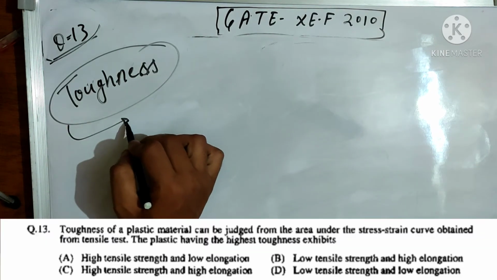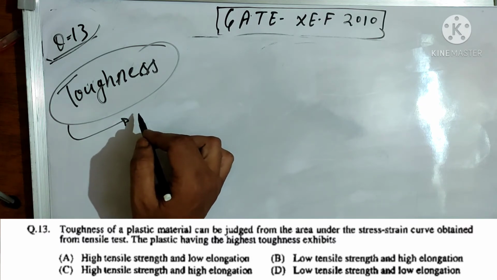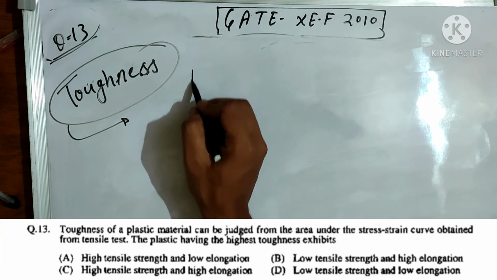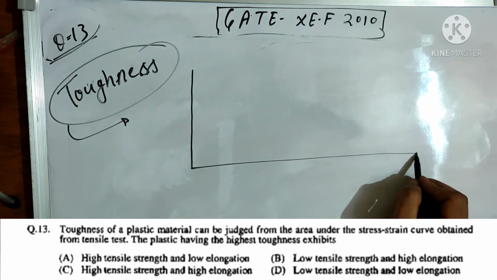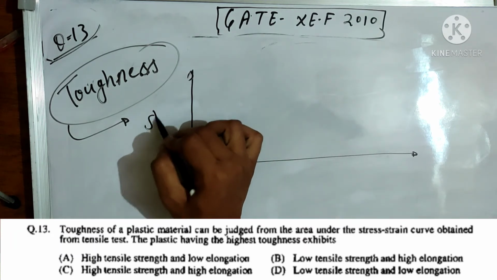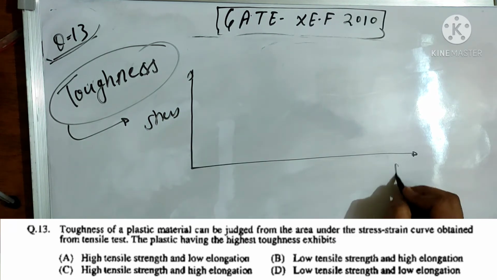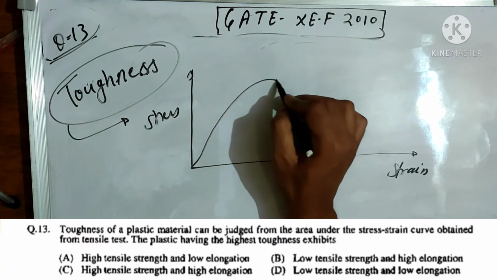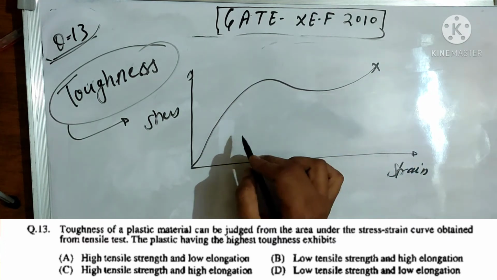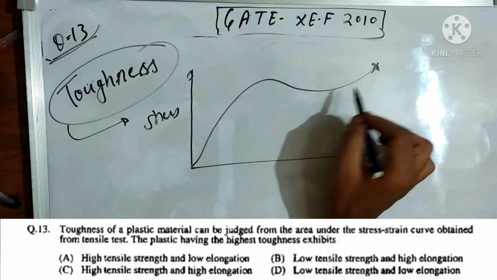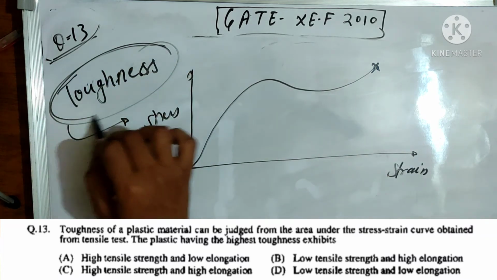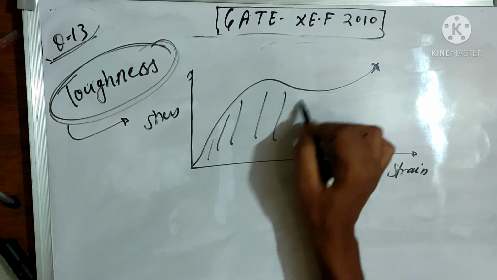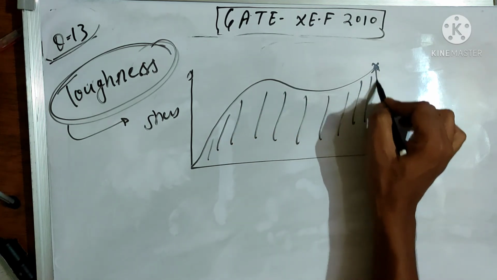Toughness of a material is defined as the maximum energy absorbed before breaking. You can understand this from the stress-strain diagram. This is the stress, this is the strain, and this is the breaking point. Toughness is defined as the maximum energy absorbed before breaking, and this area under the curve is known as toughness.